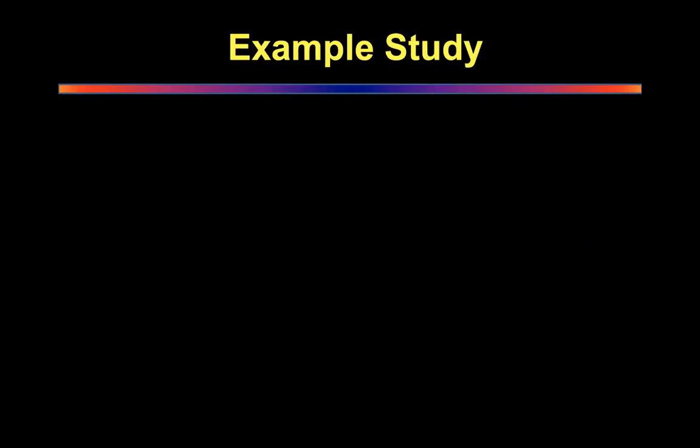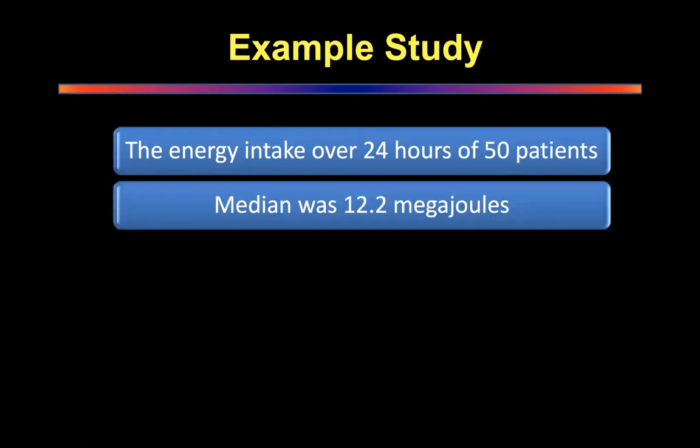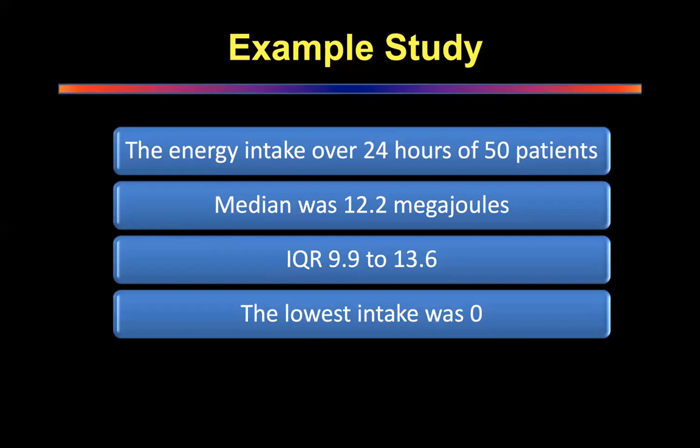So I'll explain to you what it means. Stay with me. Look at this energy intake over 24 hours of 50 patients. The median was 12.2 megajoules in this study. The interquartile range was 9.9 to 13.6. So the third quartile was 9.9 and the first quartile was 13.6. Did you understand this concept? The larger one is 25%.